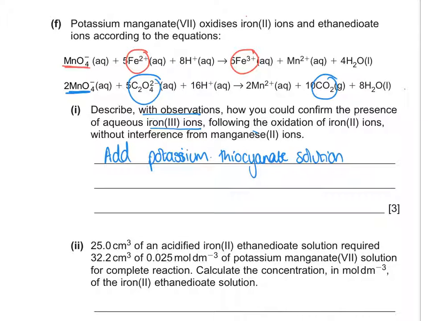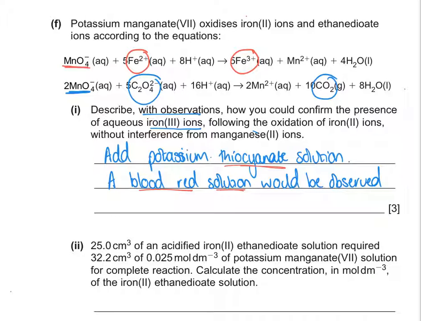Once you add potassium thiocyanate solution, you would observe a blood red solution. And that's what you get your 3 marks for. You get your 3 marks, first mark for saying thiocyanate ions, second mark for saying blood red, third mark for saying solution.